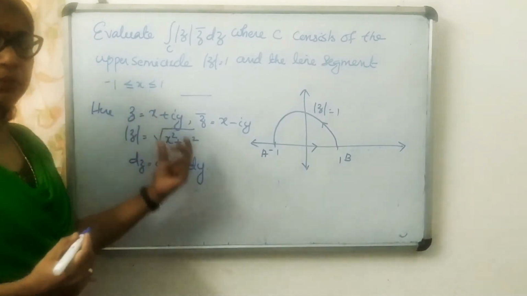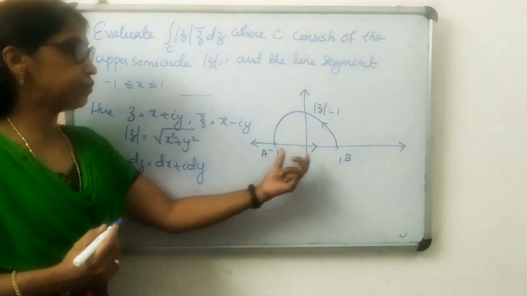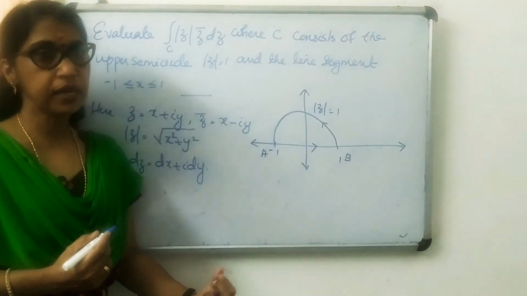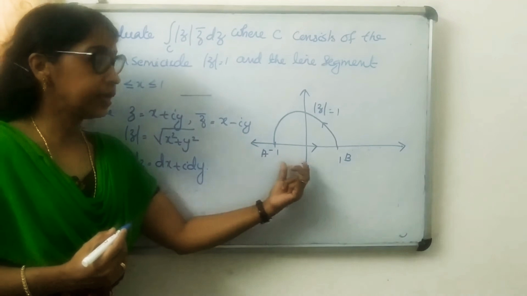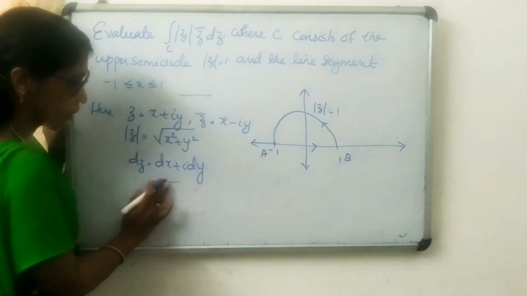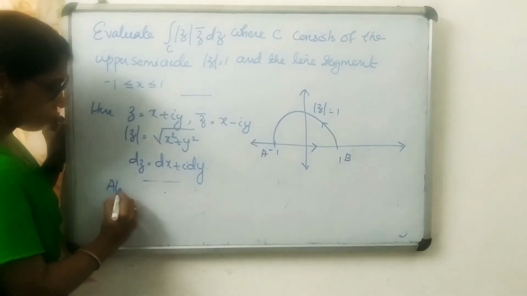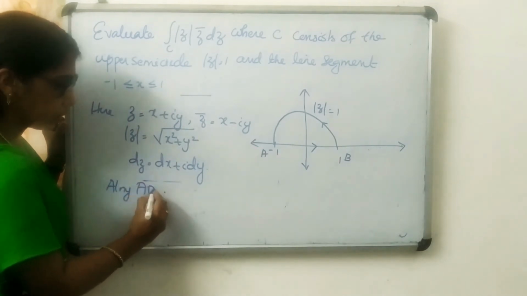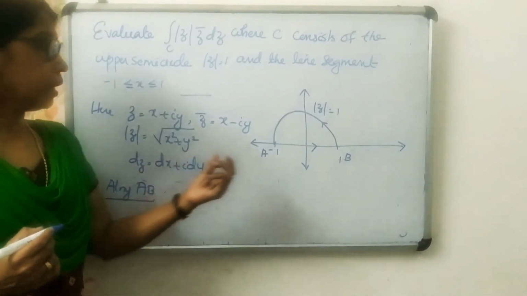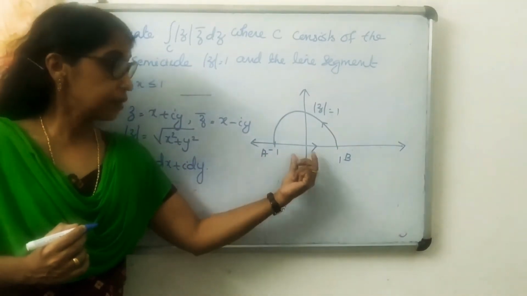Now we have to find out the integral along AB. So we have to find out the equation of AB. So now along the path AB, along AB, what is x, y here?